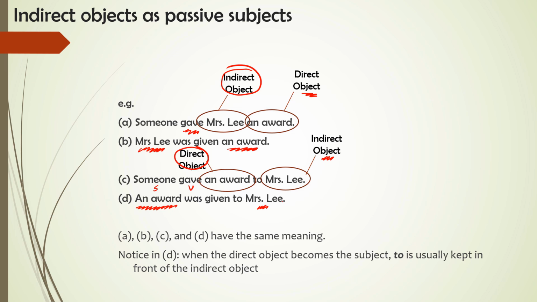A, B, C, and D have the same meaning. Notice in D, when the direct object becomes the subject, to is usually kept in front of the indirect object. If the direct object comes directly after the verb, you must use to before the indirect object. Remember this. If the direct object comes directly after the verb, you must use to between direct object and indirect object. But if the indirect object comes directly after the verb, you do not need to between indirect object and direct object.